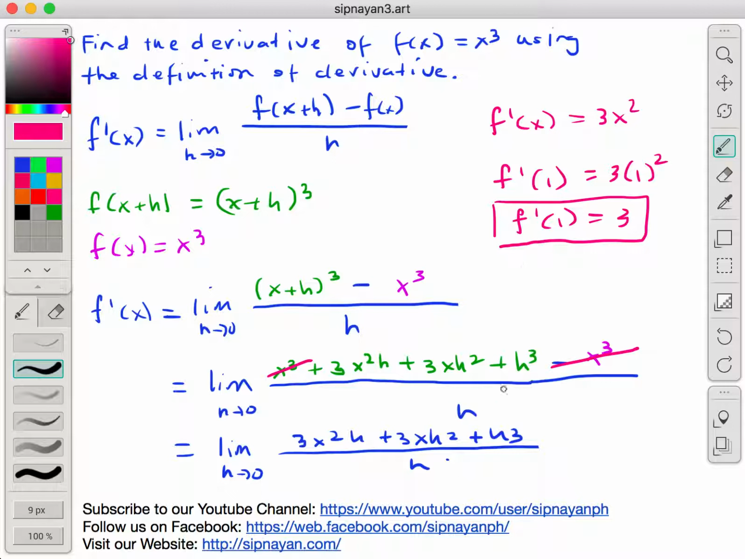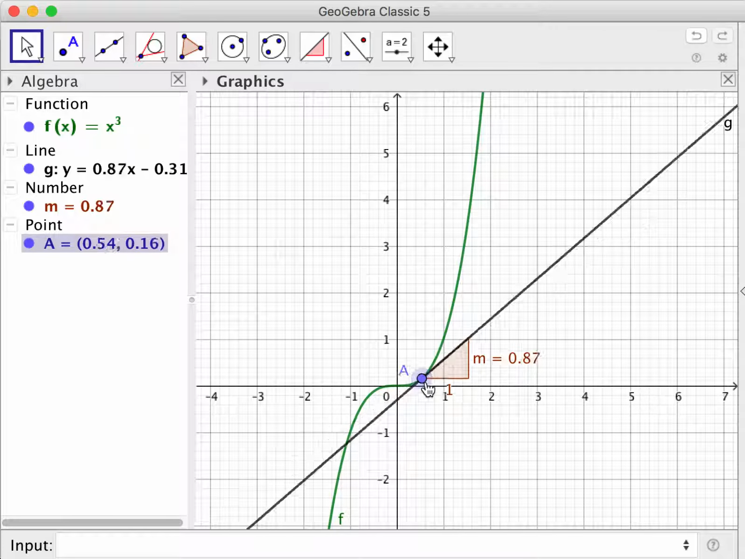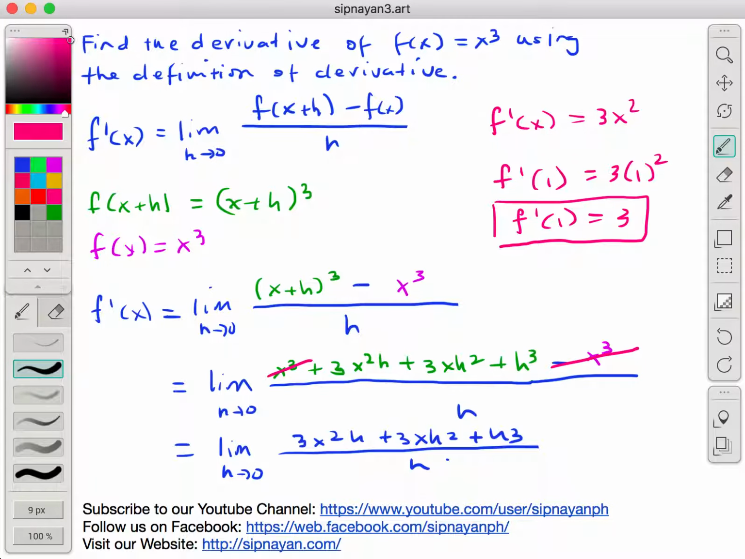Ibig sabihin, pag nilagay natin yung point sa x equals 1, 3 yung magiging slope niya. So, saan yung point natin? Ito yung point natin, no? Lagay natin sa x equals 1. Yung slope natin ay 3, which is correct, no? Which is, yun nandito. Okay, that's it.